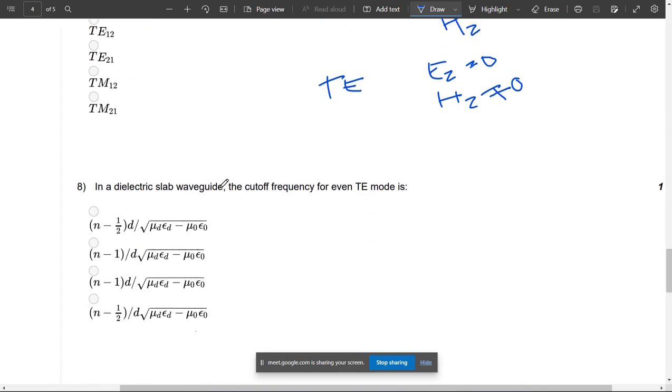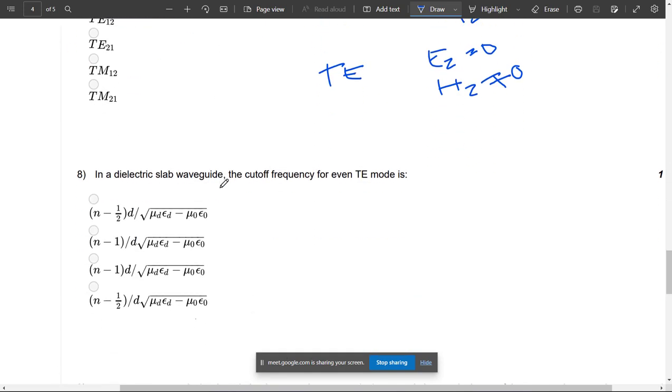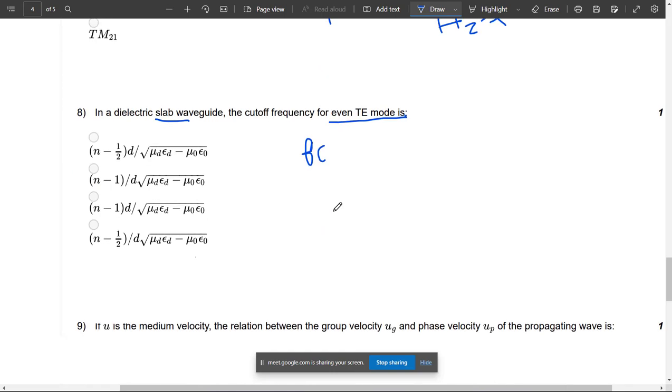Now let's go ahead. In a dielectric slab waveguide, the cutoff frequency for even TE mode is given to us. Cutoff frequencies for a dielectric slab waveguide. So go ahead and try this question.